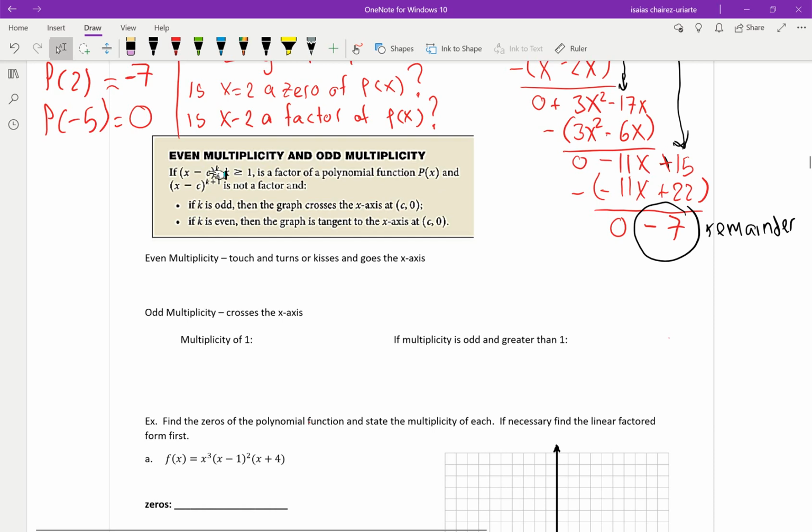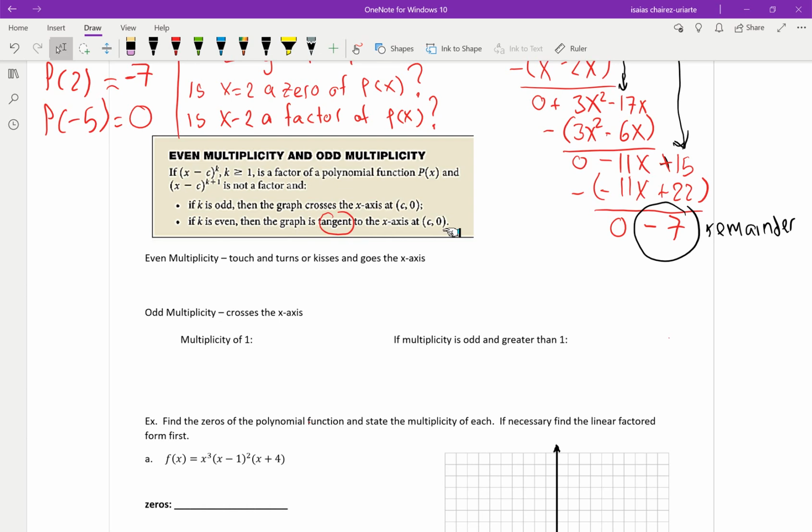just imagine that I have a factor. So x minus c to the k is a factor of my polynomial p of x. If this exponent k happens to be odd, then at the x-intercept c comma 0, my graph crosses the x-axis. If the exponent is even, then the graph is tangent to the x-axis at c comma 0. So let's analyze that for a second.